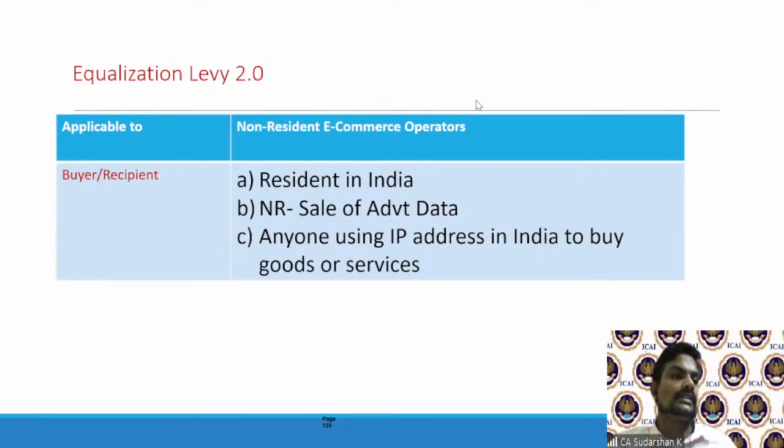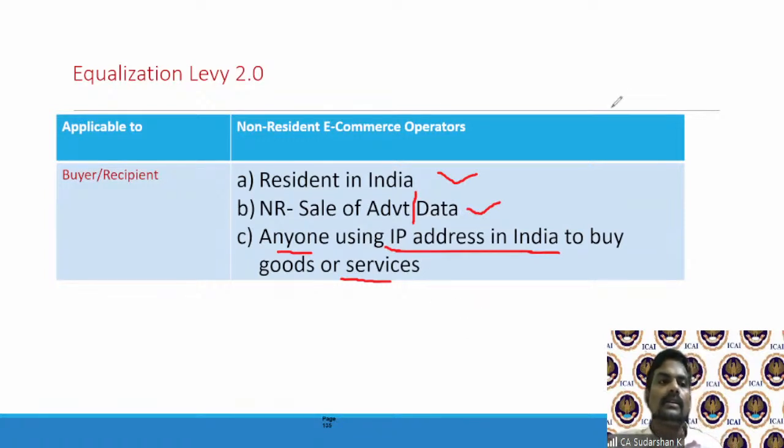So we saw these three situations: non-resident in India, and if the buyer is a non-resident, and the specified circumstances where there is sale of advertisement and data, and for anyone, whether you're a resident or non-resident, doesn't matter. If you're using an IP address in India to buy goods or services from the non-resident e-commerce operator, then in such a situation, equalization levy will be triggered. So therefore, very, very expansive. This is precisely what I wanted to highlight and touch upon.